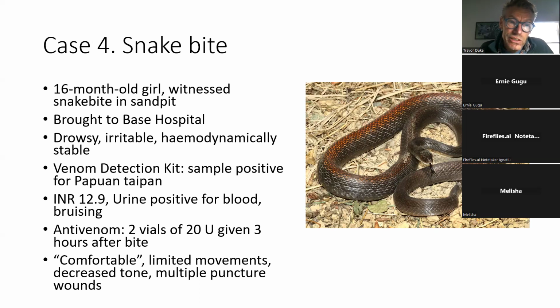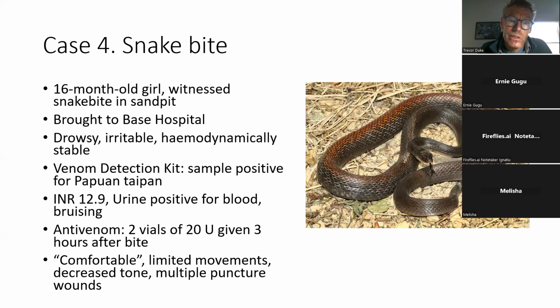This was a 16-month-old girl who had a snakebite witnessed by some other surrounding adults. She was playing in a sand pit, and she was bitten by a snake, and she was actually bitten on her torso. The snake reared up and bit her multiple times on the torso, and she was brought immediately to a base hospital, and she was there within an hour or so.